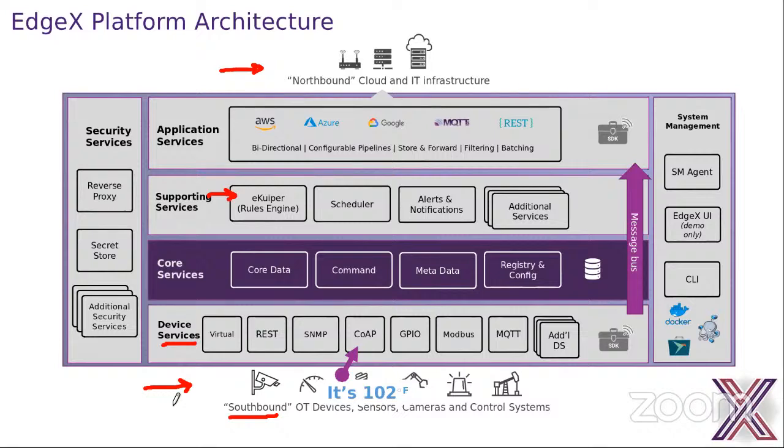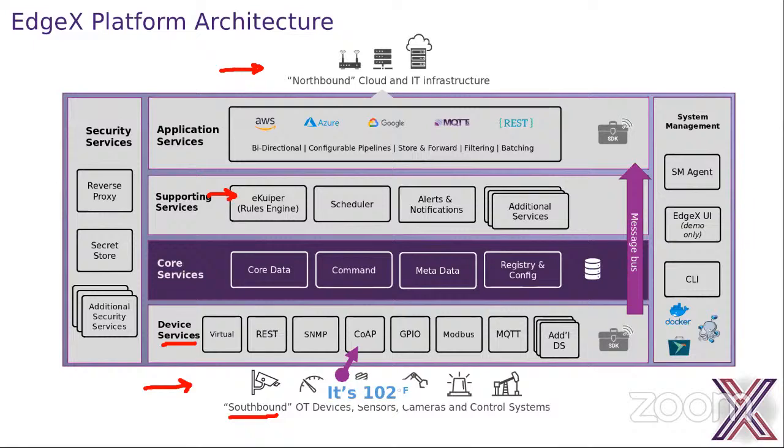In this example, let's just say that the service speaks CoAP and is communicating with some sort of temperature sensor via CoAP, and it's getting readings and sensor environment information from that particular piece of equipment. In this case, the temperature is 102 degrees Fahrenheit. Device services' job is to read and communicate with those things.